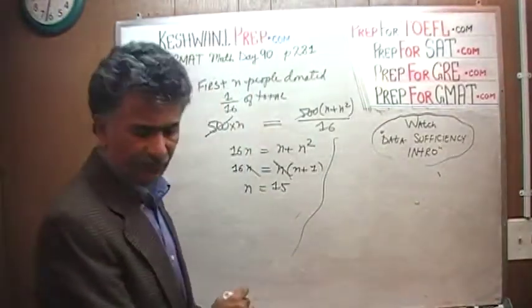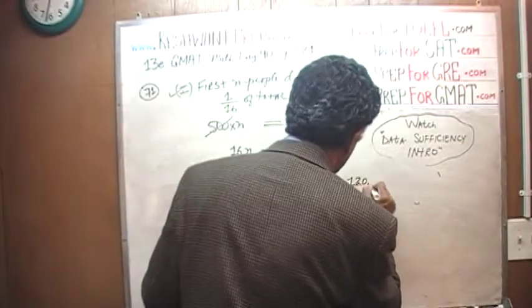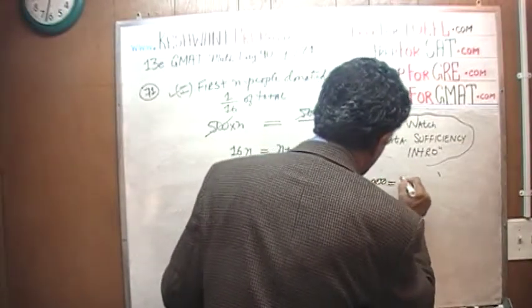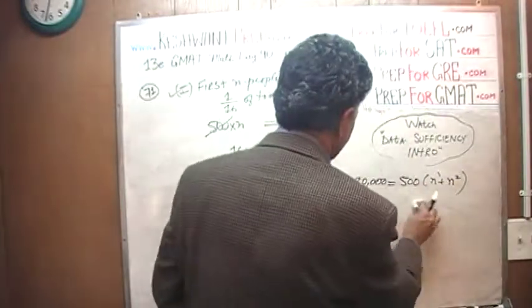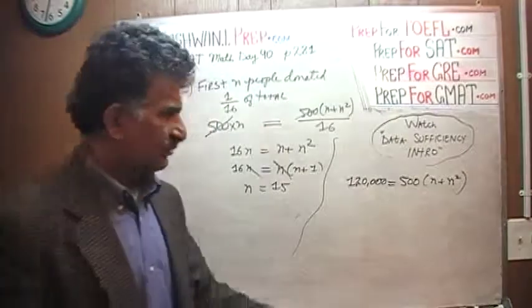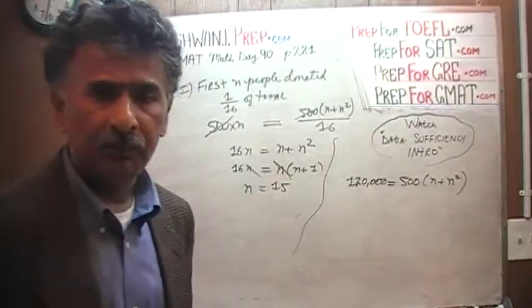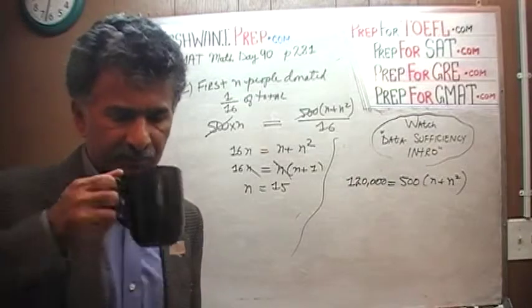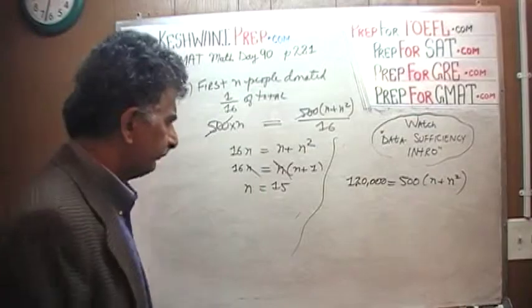The second statement says the total contribution was 120,000. So 120,000 equals 500 times n plus n squared. I was so proud about the similarities in the two scenarios. Of course there were similarities, because they were the same thing. I was just rewriting the same information.